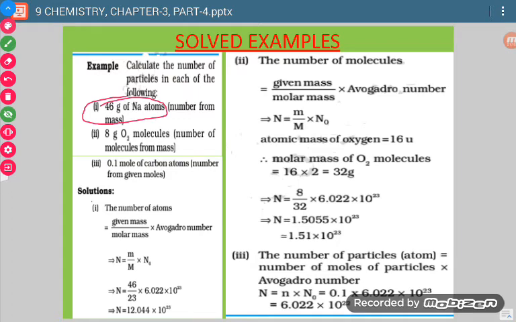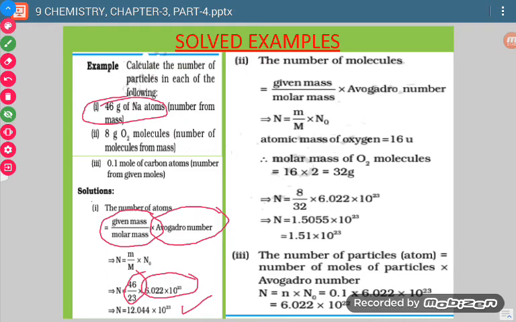Okay. So first of all we calculate the number of moles. Number of moles are this much. Okay. Now number of moles are known to us, then we will multiply number of moles with Avogadro number. So number of moles is equal to 2 and Avogadro number is equal to 6.022 into 10 raised to 23. So our answer comes out to be 12.044 into 10 raised to 23.